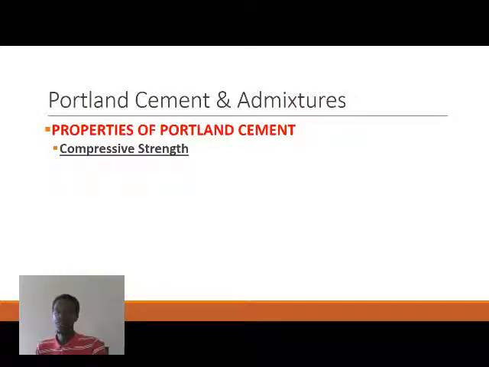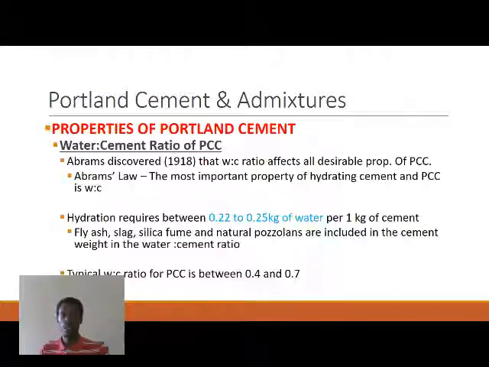Another property is the compressive strength. I'm going to put some material here, but I think it's relatively more straightforward. You get it in the notes. Compressive strength is determined by making relatively small cubes and crushing them to determine the strength properties of the material.